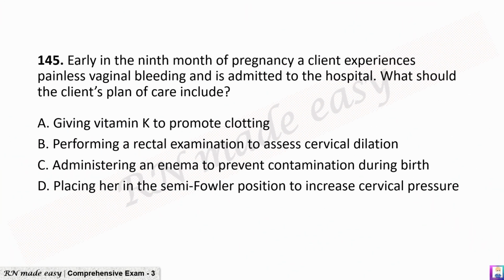Question 145. Early in the 9th month of pregnancy, a client experiences painless vaginal bleeding and is admitted to the hospital. What should the client's plan of care include? A. Giving vitamin K to promote clotting. B. Performing a rectal examination to assess cervical dilation. C. Administering an enema to prevent contamination during birth. D. Placing her in the semi-Fowler position to increase cervical pressure.